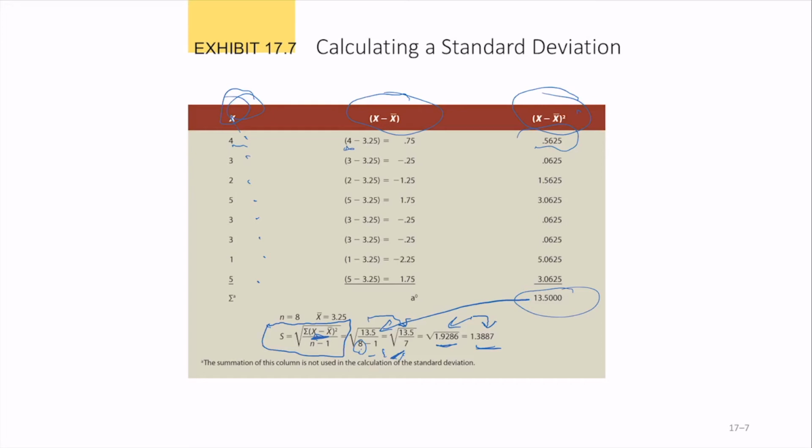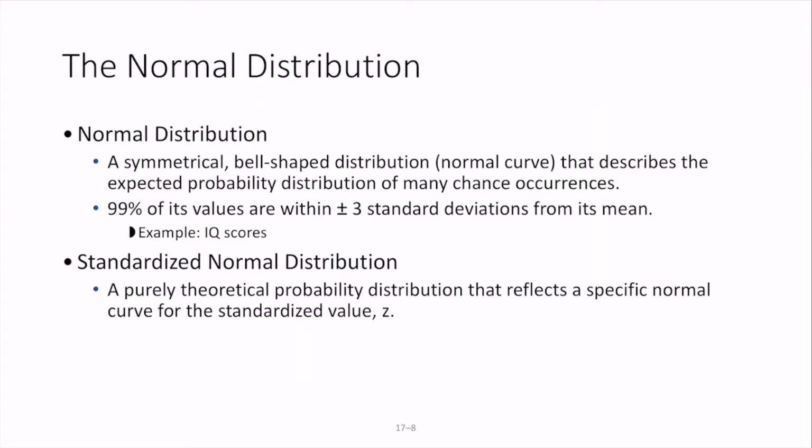Okay? Now, let's go to a normal distribution. Most of you know that by the bell-shaped curve. You've seen them time and time again, and they're here in the book, and we've got a couple in this chapter. A normal distribution is a symmetrical, bell-shaped distribution, which is a normal curve that describes the expected probability distribution of many chance occurrences.